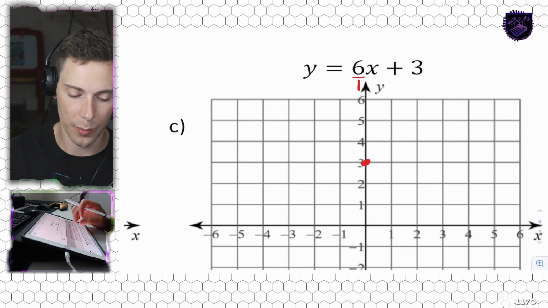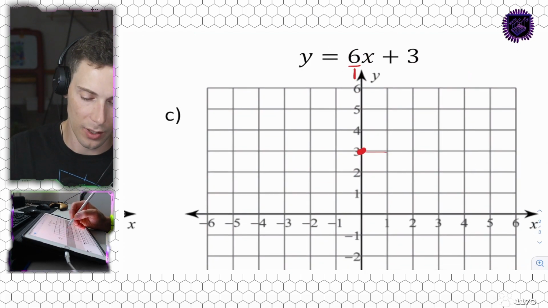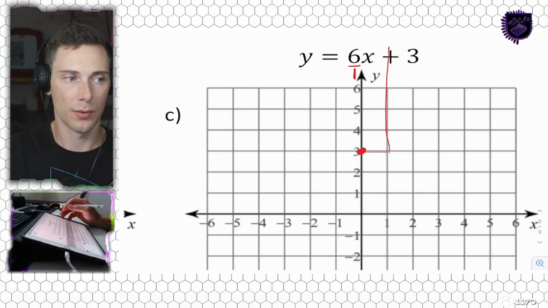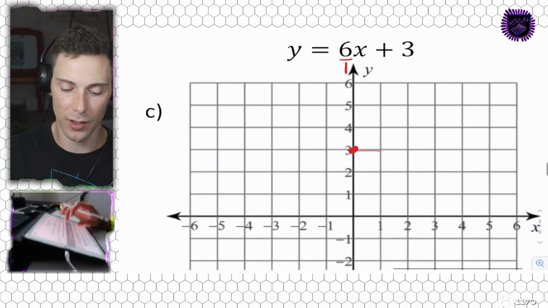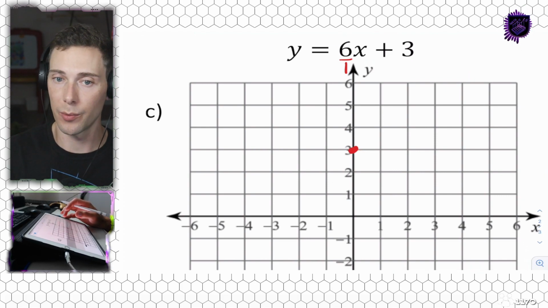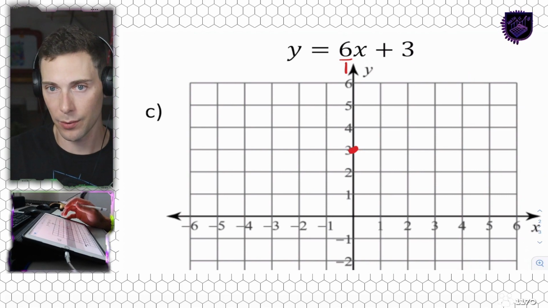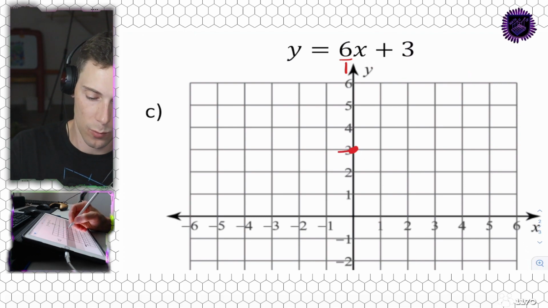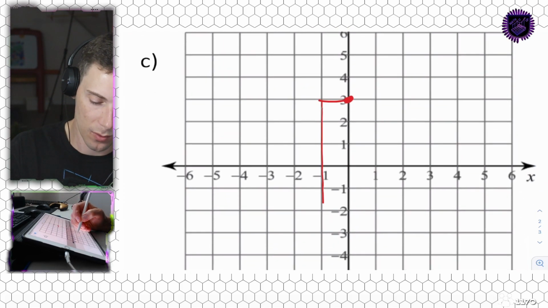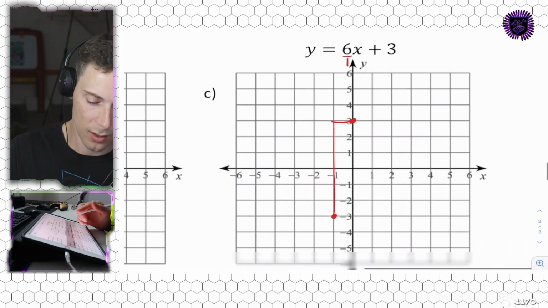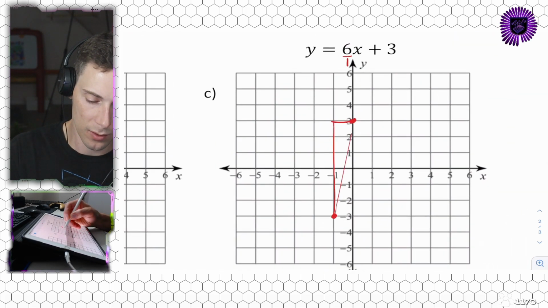Now this one's a little bit weird, because if we move 1 over, it's going to run us right off the chart. So we have to understand that the slope can work backwards. For every 1 to the left, we move 6 down. 1 left, 6 down, which will bring us all the way to -3. There's our next point. Now that we have our 2 points, it's pretty easy. Draw those 2 points on our coordinate plane and finish that line off.